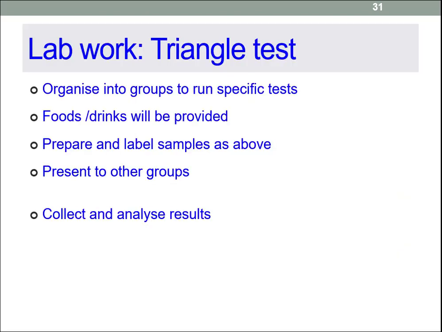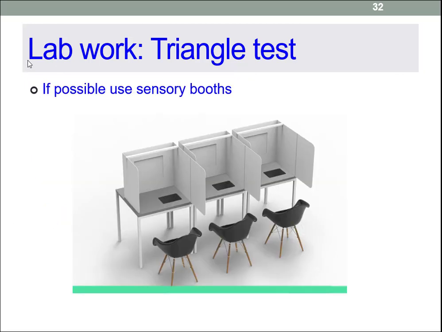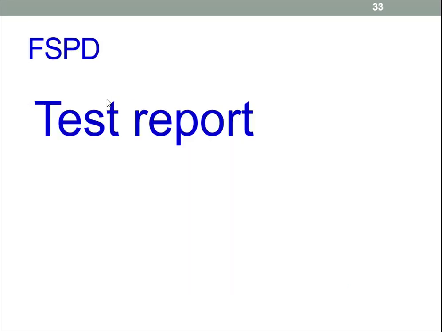Okay, so for the triangle test, we have a range of samples, and the 2 groups will organise their testing and then change roles with different foods so everyone gains experience. And you collect and analyse the results. Hopefully we'll have a sensory room available, which will allow us to make it quite a bit more formal than we would if we were doing it in the open lab.